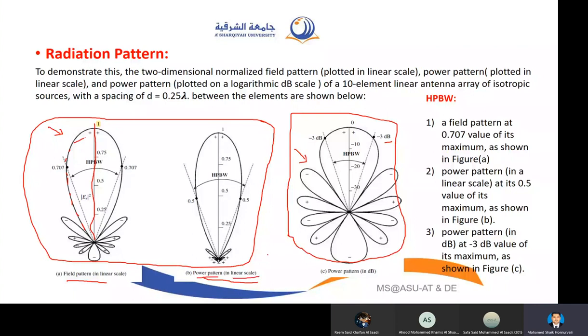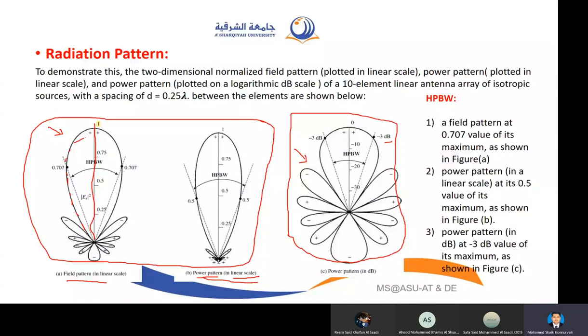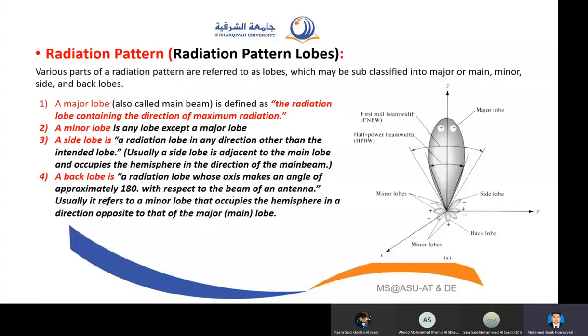If you apply logarithm, in dB, it represents the magnitude of the electrical field in decibels as a function of angular space. So you can see this is the angular space, right? So if they are in dB, that representation we call it as power pattern in dB. Okay, I hope it is clear now.